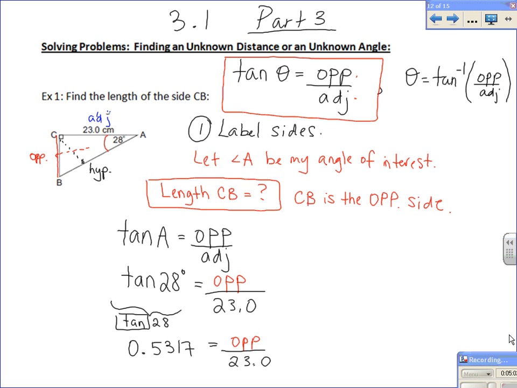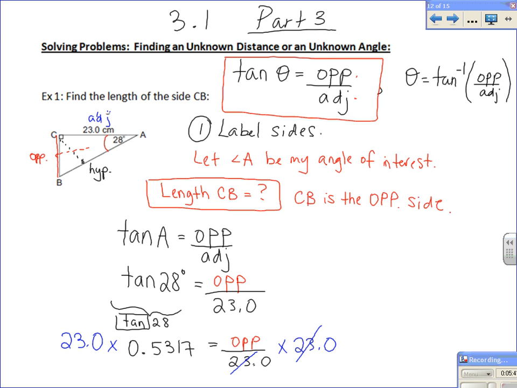You're just trying to solve for the opposite. You would like to get the opposite by itself on one side of the equal sign. I see that right now the unknown side is being divided by 23. I want to undo what's being done to it. So I'm going to times this ratio by 23.0 in order to cancel out the 23 on the bottom. I want to isolate the opposite side, so I'm going to multiply it by 23 so that I cancel out the denominator. And I have to do the same thing over here. This is how you rearrange an equation.